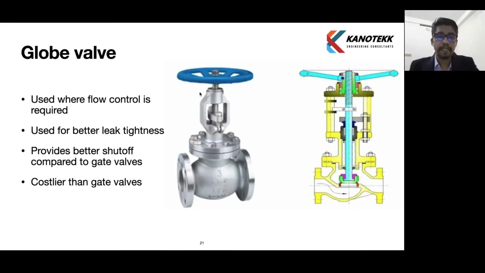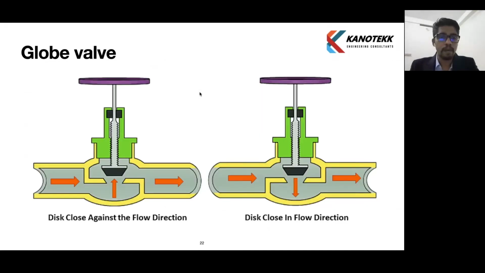Also, it provides better shut off compared to gate valves. It is costlier than gate valves. We will see the details. Globe valves are actually two types: the disc closes against the flow direction and the disc closes in flow direction.